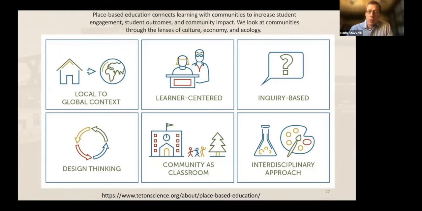Learner-centered, so the students are doing something, asking questions, and really generating their own inquiry frames to take off and sort of guide the learning, and is inquiry-based. There's some design thinking involved, potentially, if students are trying to solve a problem. So the community is the classroom and the classroom is the community. It's kind of this interactive process where we're looking at the community almost as a text where we can learn about the content that we have to learn.